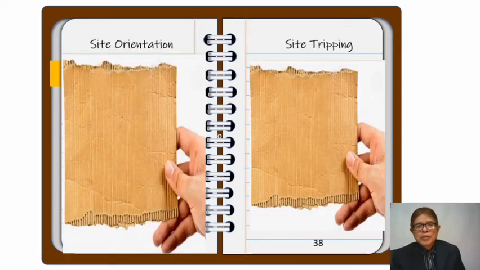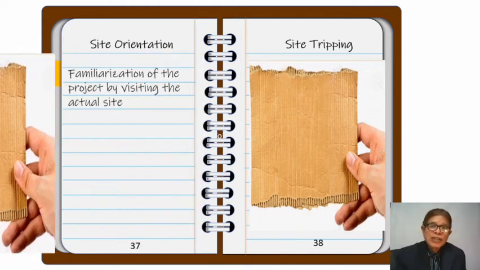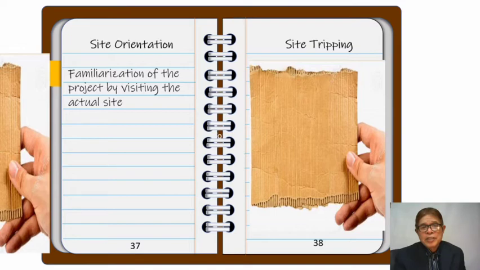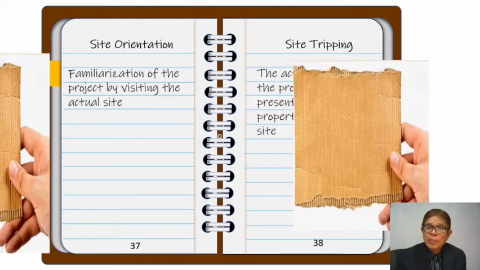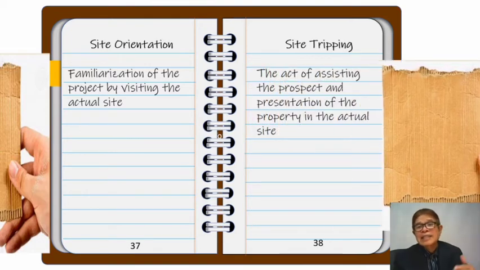As a salesperson, you need to undergo site orientation. How does it differ from site tripping? Well, site orientation is the familiarization of the project by visiting the actual site, while site tripping is the act of assisting the prospect and presenting the property in the actual site, together with a buyer.